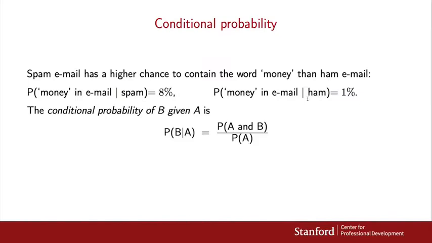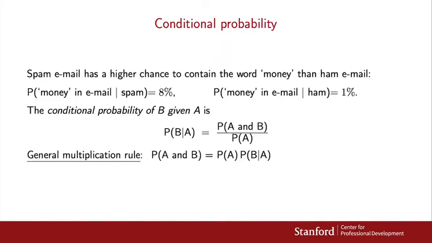The conditional probability of B given A is now defined as the probability of A and B divided by the probability of A. And rearranging that already gives us what's called the general multiplication rule. The probability of A and B is the probability of A times the probability of B given A. So remember the multiplication rule we had earlier.